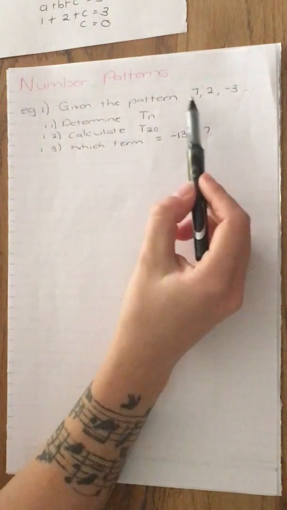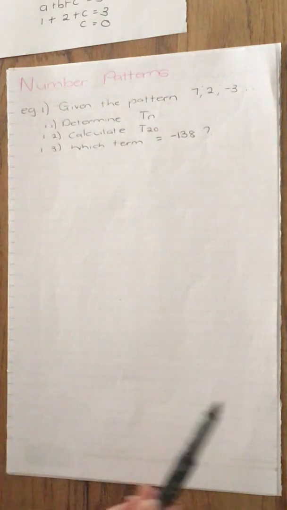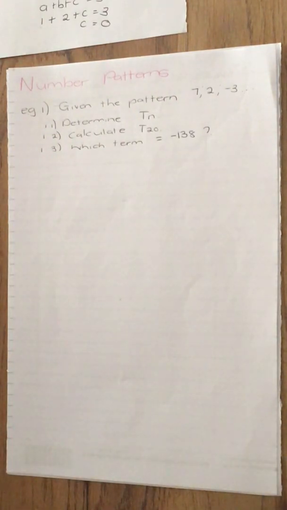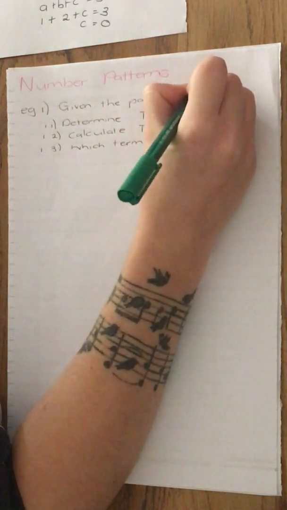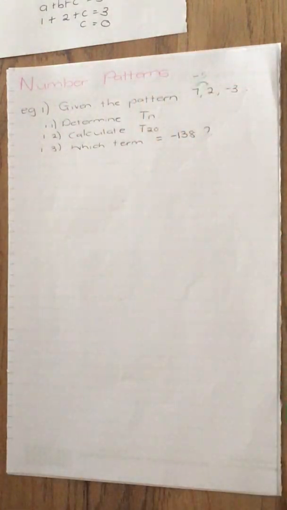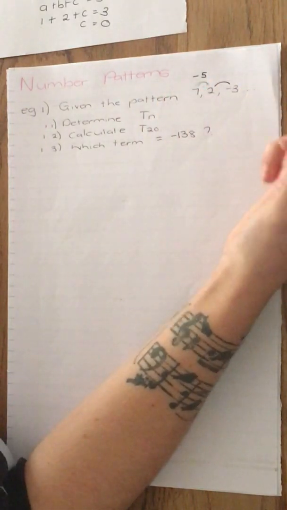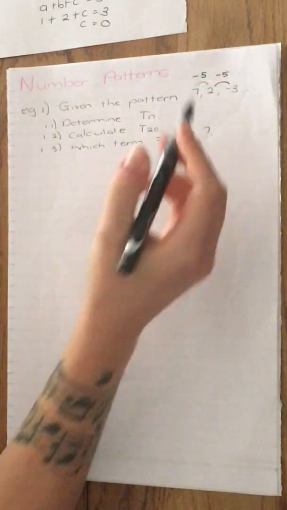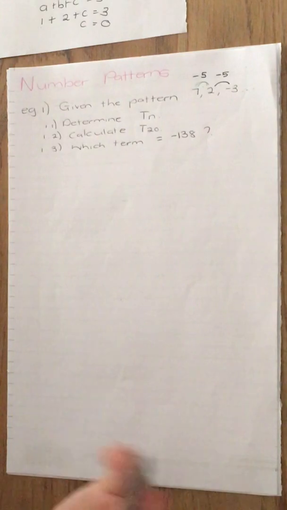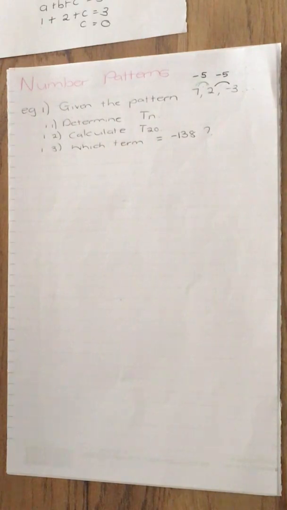Given the pattern 7, 2, -3, etc., determine Tn. Now, first of all, they didn't actually tell us what kind of pattern this is, so you're immediately going to go and check your differences. So to get from 7 to 2, what am I doing? Minus 5. To get from 2 to -3, minus 5. Okay, so with these two differences being the same, this is clearly a linear pattern. There's no second difference. The first common difference is equal to each other. They are common.